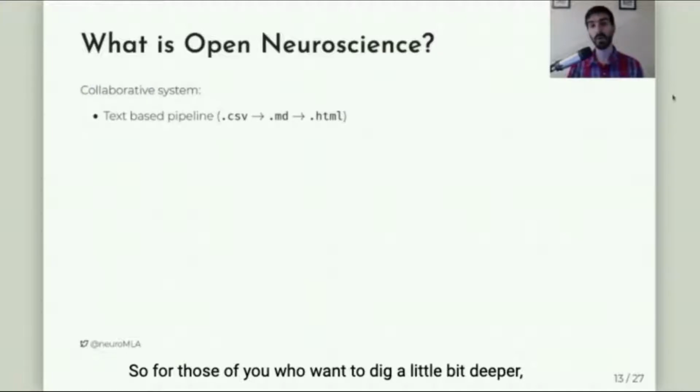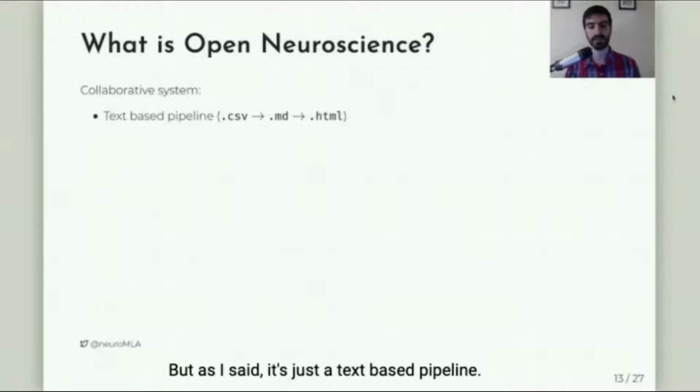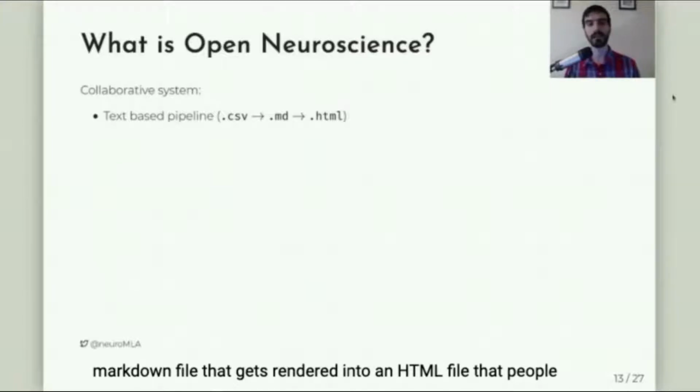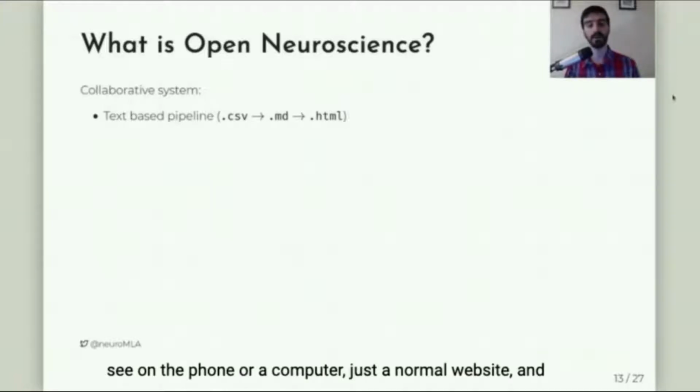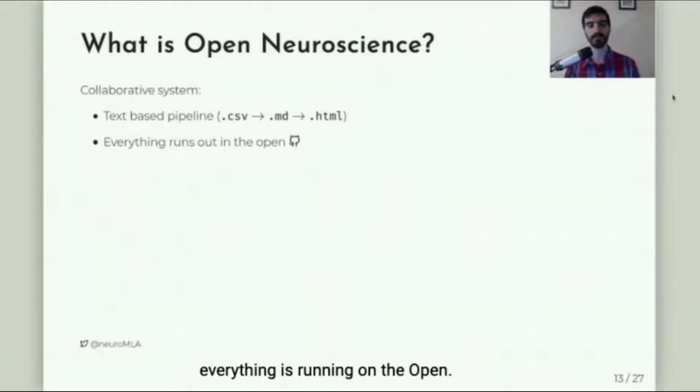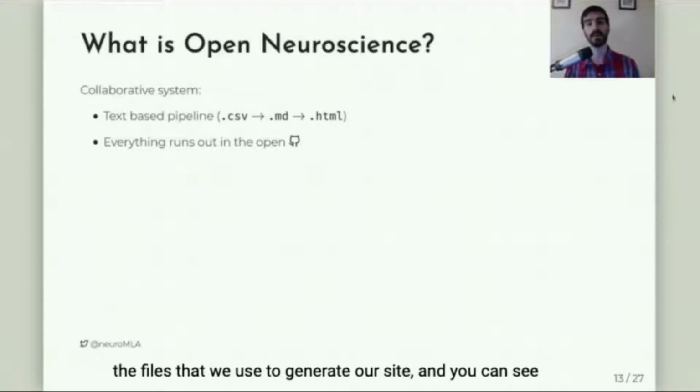For those of you who want to dig a little bit deeper, I promise to be quick on this, but as I said, it's just a text-based pipeline. We go from something that looks like a CSV file into a markdown file that gets rendered into an HTML file that people see on the phone or a computer, just a normal website. And everything is running in the open. That means that if you go to our GitHub, you can see all the files that we use to generate our site, and you can see the issues that we have, and obviously you can interact with us there.